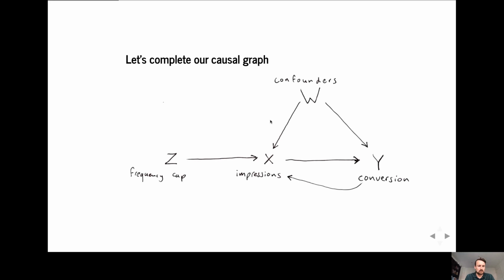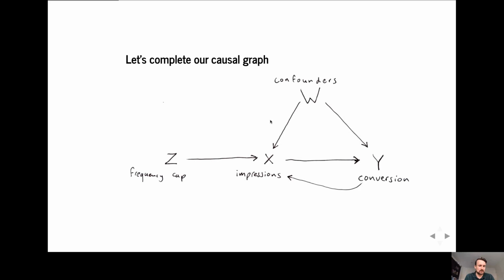So one important condition of the instrument, the frequency cap, is that the frequency cap itself is not influenced by our confounders, or we will still have a confounding problem. In this case, we know for sure this is true because we are running this A/B test experiment. Because we can control the random controlled assignment, we can be 100% sure that the frequency cap setting cannot be influenced by these unobserved confounders.